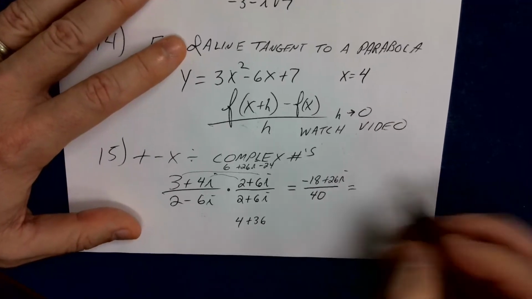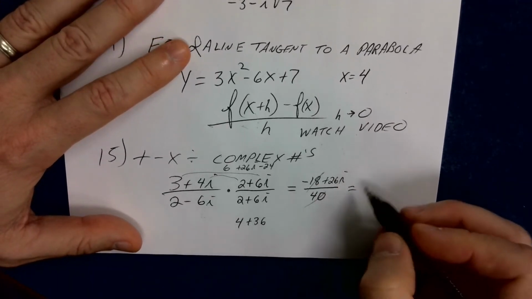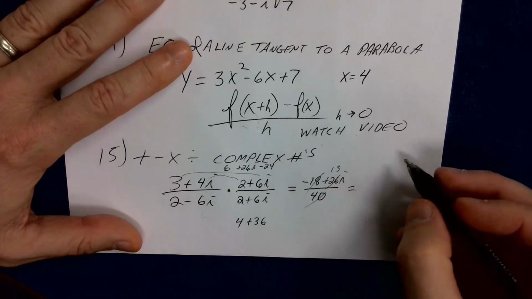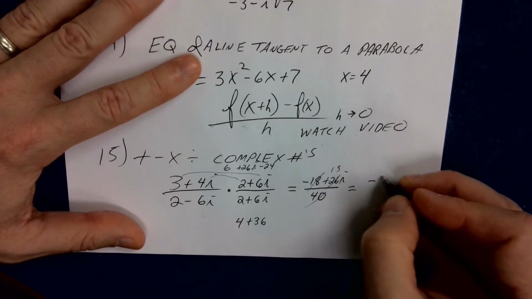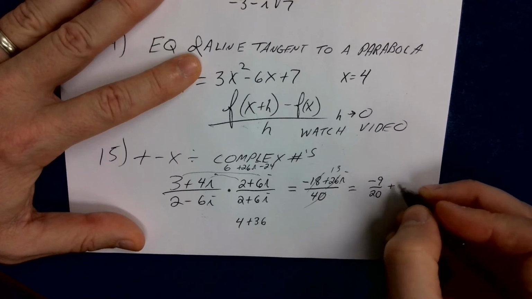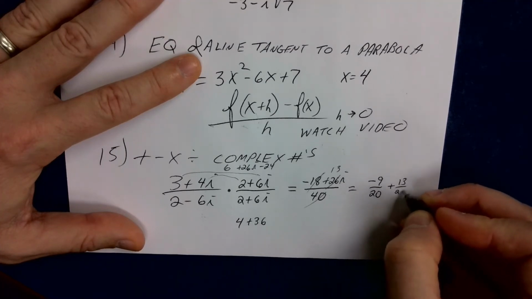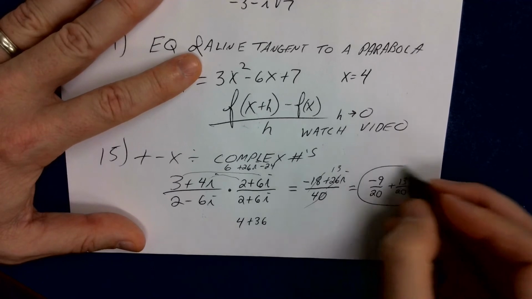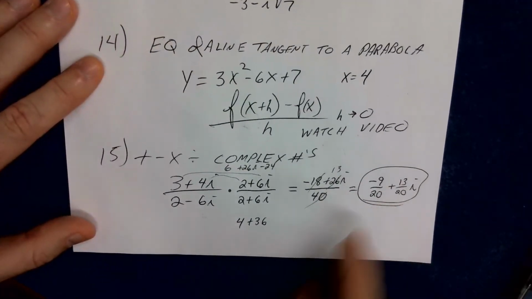And then those can reduce. So that reduces to 9 and 20 and 13. And that's all I can reduce. So negative 9/20 plus 13/20 i. That's the final answer there. Okay.